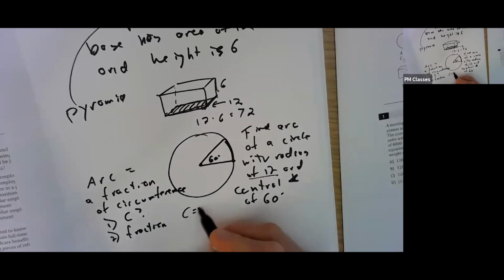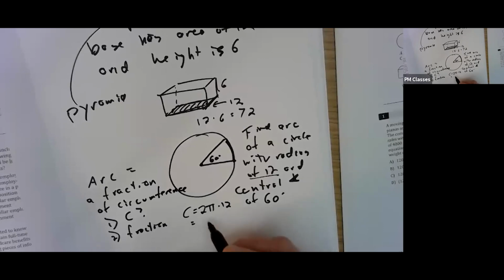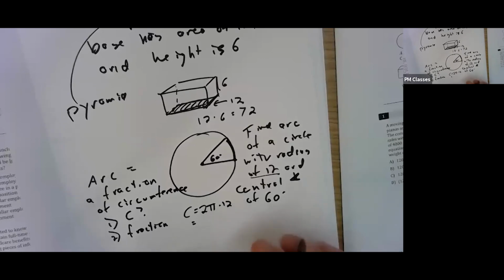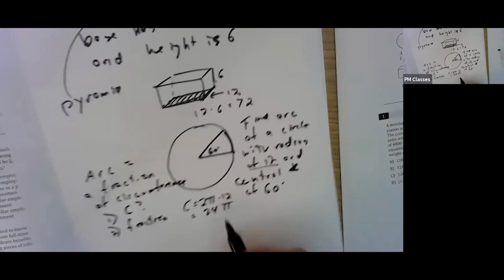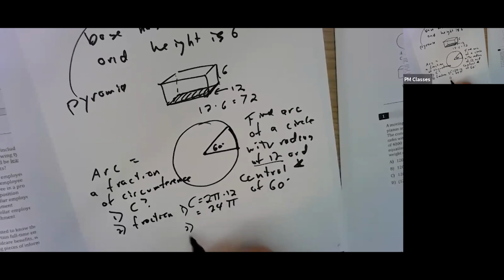So, if you have a radius of 12, what's the circumference? Oh, that's not too bad. 2 pi times 12. Quick hint, don't do it on your calculator, or at least don't multiply out the pi, because the answer choices are almost always expressed in terms of pi. So 2 times 12 is 24, so the circumference is 24 pi. We're almost there. Step 2, what's the fraction?